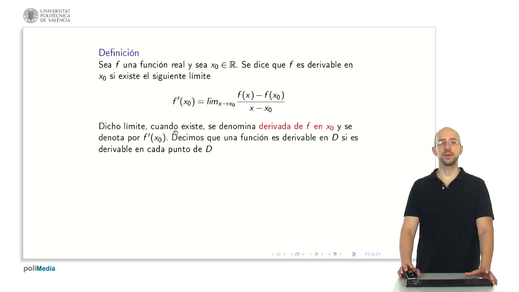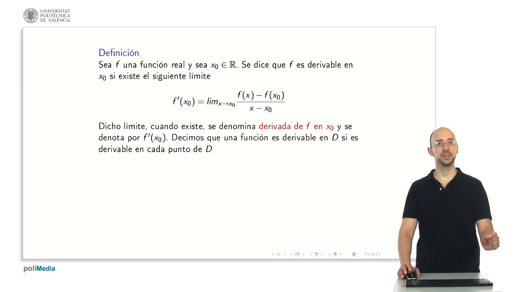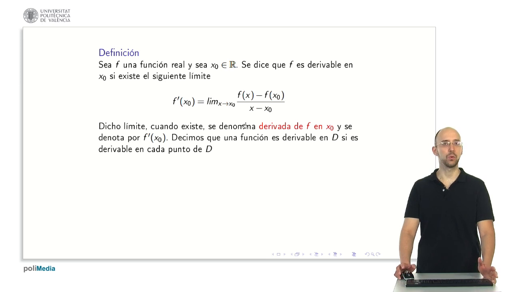Let's start by reviewing when a function is said to be derivable at a point. We say that a function f, a real function, given a point x sub 0 belonging to the reals, f is said to be derivable at that point if the limit that you are seeing here on the screen exists. It can be calculated. The value of this limit is referred to as the derivative of f at x sub 0, which we symbolize as f prime of x sub 0.